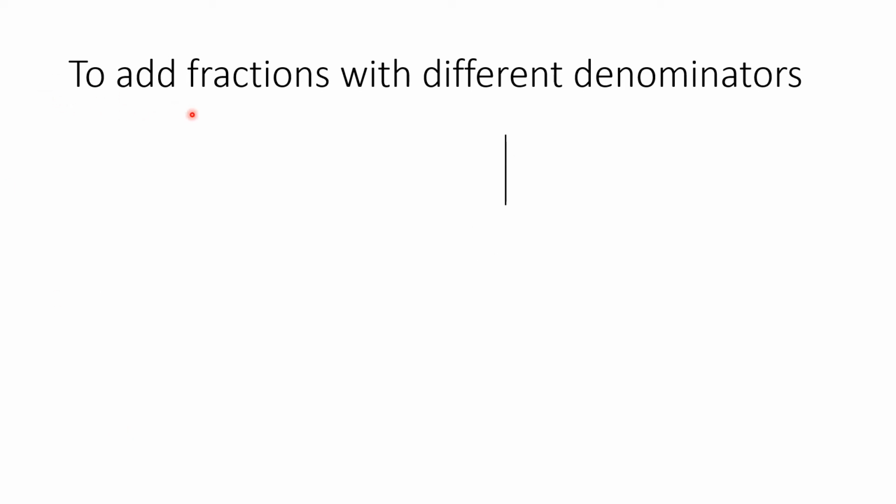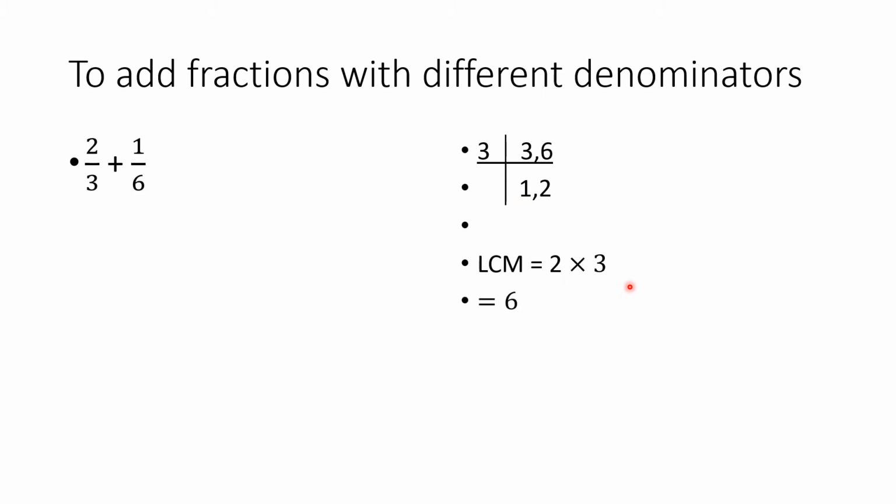We can understand addition by one more question. 2 by 3 plus 1 by 6. Here also the denominators are different. So what will we do? We will write 3 and 6 here and we will find out the LCM. 3 ones are 3, 3 twos are 6. Because 3 is a common divisor of 3 and 6. Now the LCM will be 3 multiplied by 2. It means 6 is the LCM.